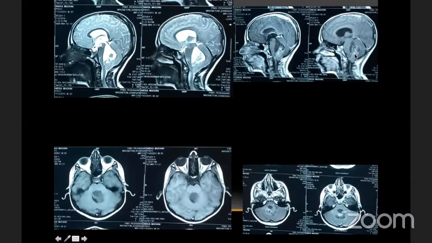Would you do a CMO laminectomy in this patient, or would you just open up the cistern and start doing a telovelar approach? Any answers?